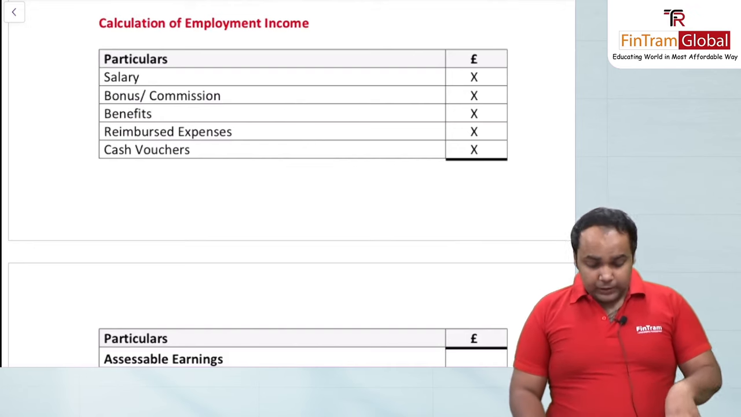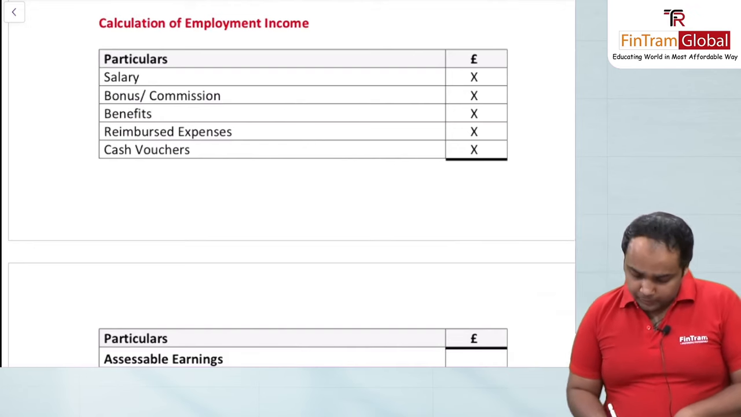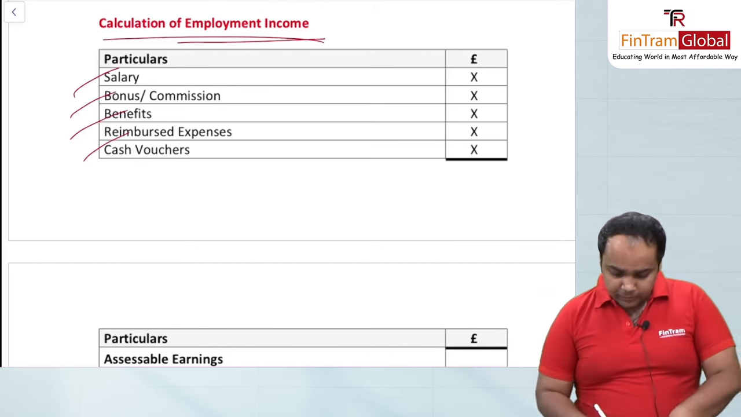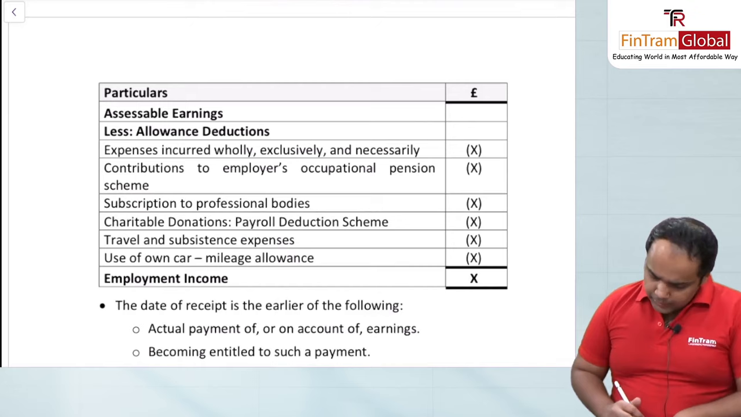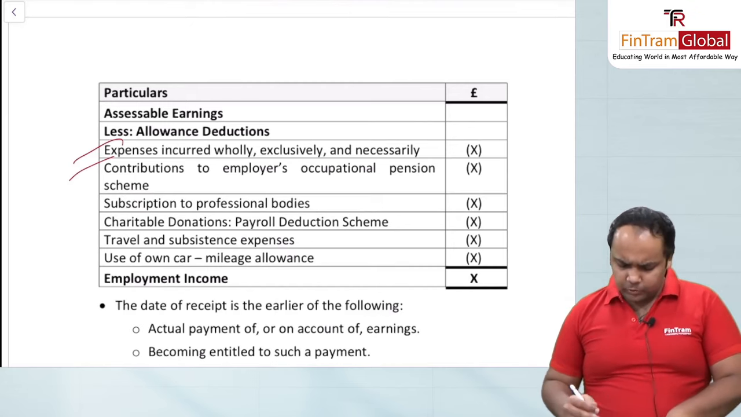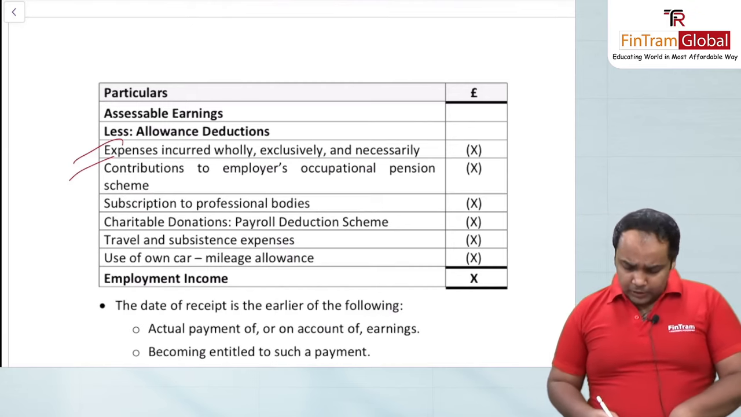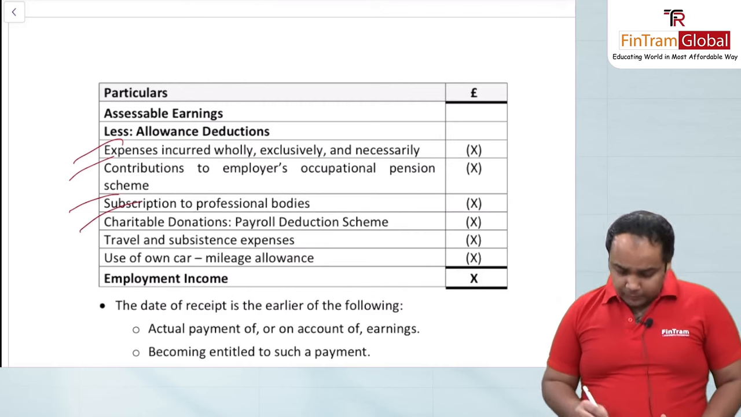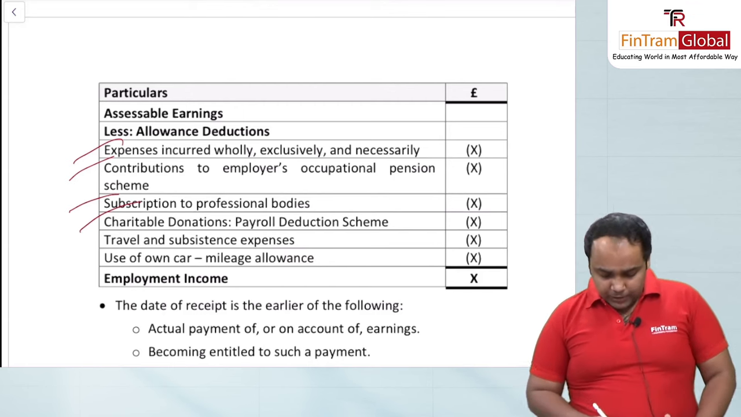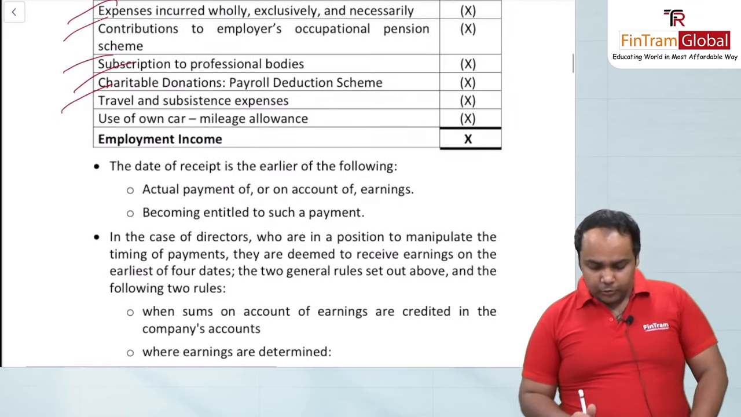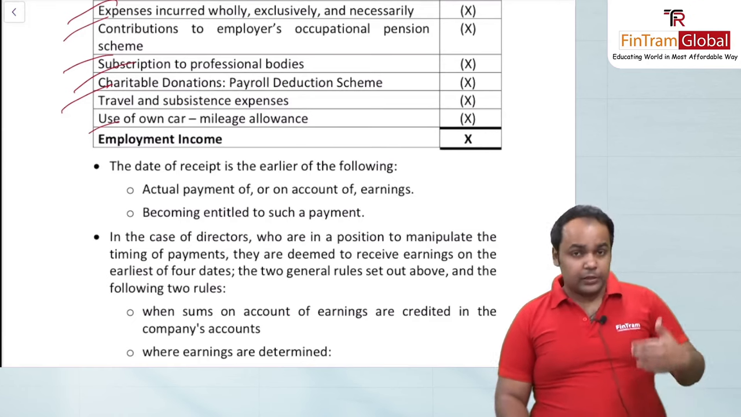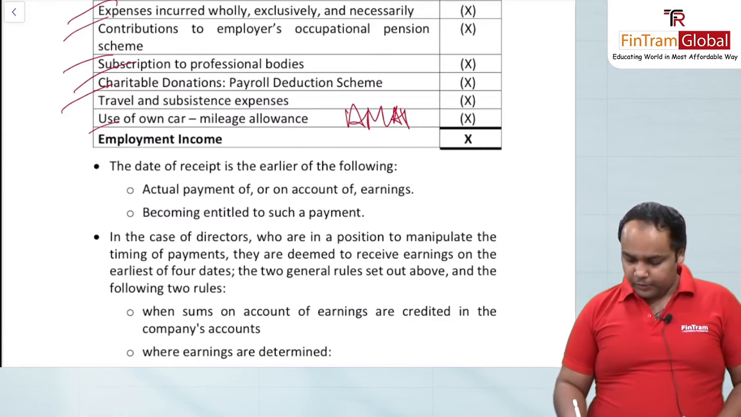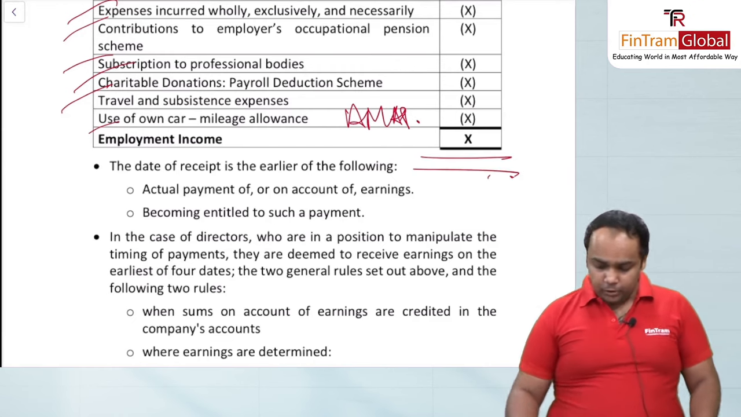The components, again, remember the components of employment income, guys. Salary, bonus, benefits, reimbursement, cash vouchers, and allowable deductions, which are expenses incurred wholly and exclusively for the purposes of business. Contributions to occupational pension scheme, subscription to relevant professional bodies, charitable donations under the payroll deduction scheme, travel and subsistence expenses, use of own car mileage allowance, which is given under approved mileage allowance or AMAP, which will be given to you in the exam, and the net figure will be the employment income.